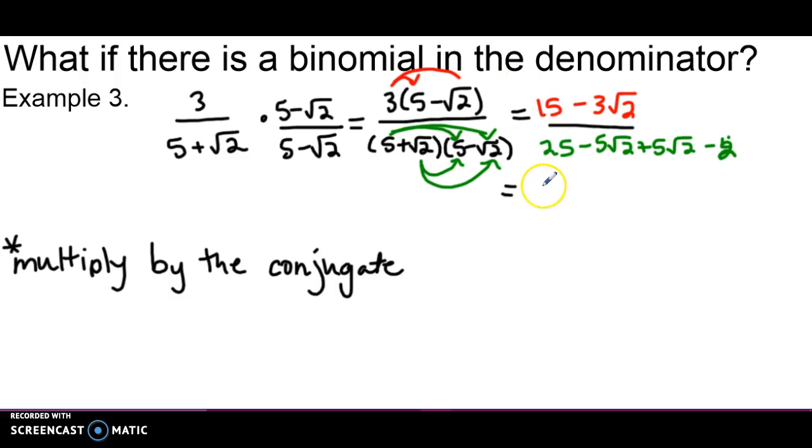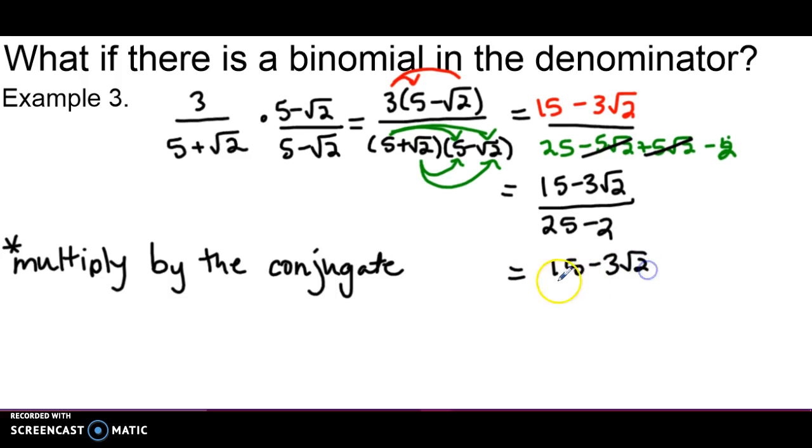Well, my numerator stays the same. It stays 15 minus 3 square root 2. If we look at my denominator, I have a negative 5 square root 2 and a positive 5 square root 2, so those cancel out, they're opposites, and I'm left with 25 minus 2. I can continue simplifying. The top will still be 15 minus 3 square root 2 over 25 minus 2, which is 23.